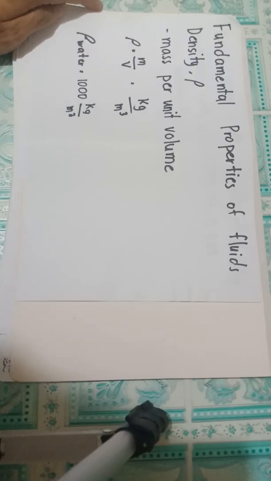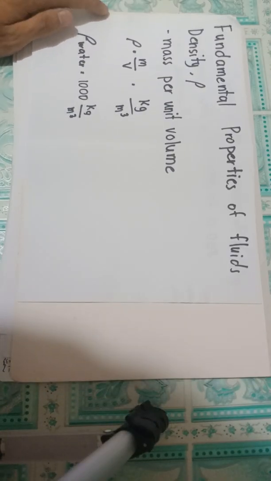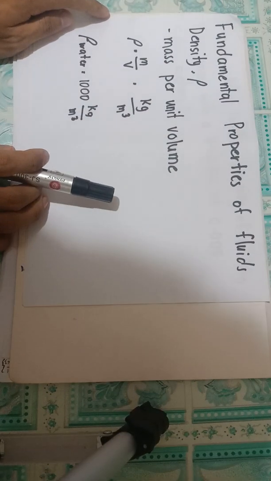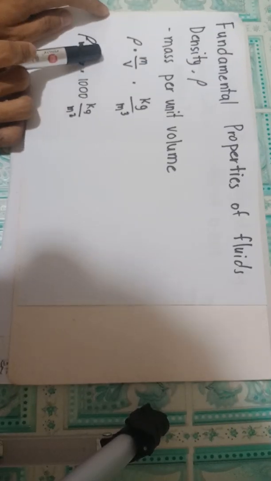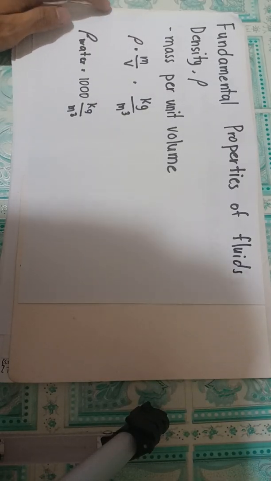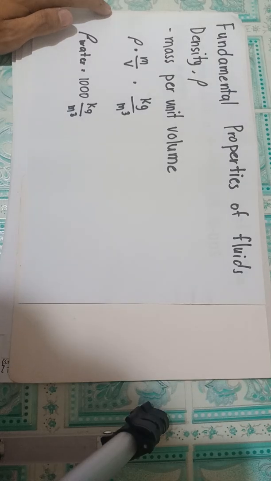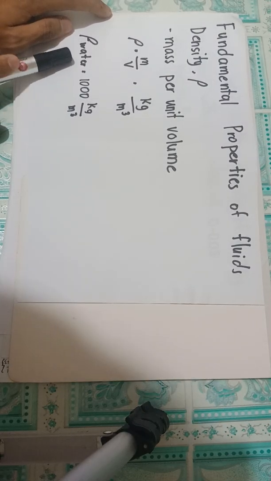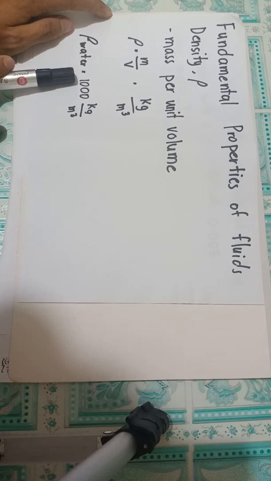Fundamental properties of fluids. First is density, with the symbol ρ. It is mass per unit volume. So ρ is equal to mass over volume, in kilograms per cubic meter, and our constant is the density of water, which is equal to 1000 kilograms per cubic meter.